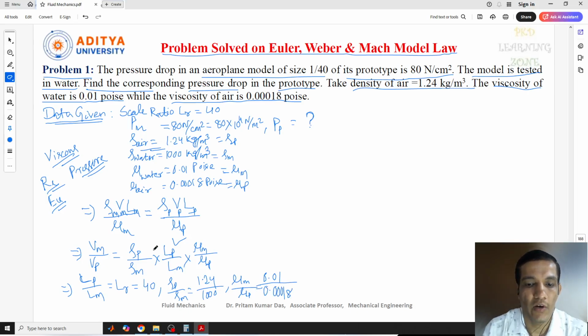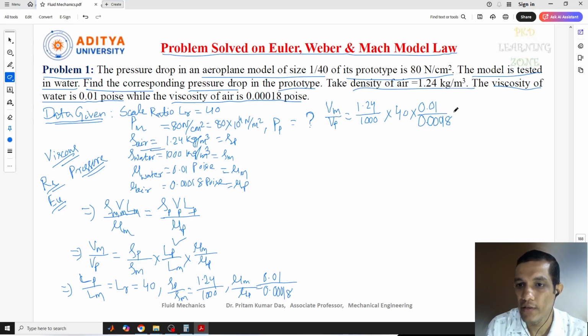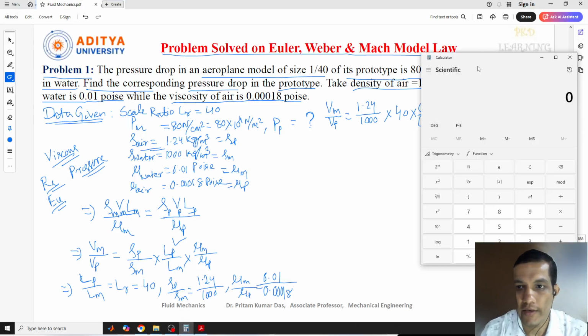Okay, now if you solve, we can get the value of Vm by Vp. Now put all this value in this equation so that we can find out what Vm by Vp equals. We can write, 1.24 divided by 1000 into this 40 length ratio into 0.01 divided by 0.00018. So if we solve this, we will get the value of this one. Okay, so let's see how much we are getting.